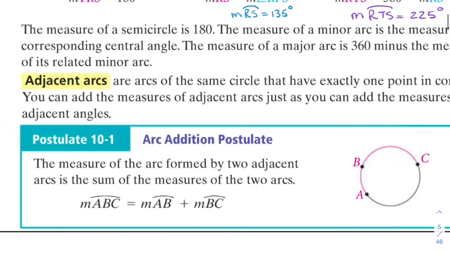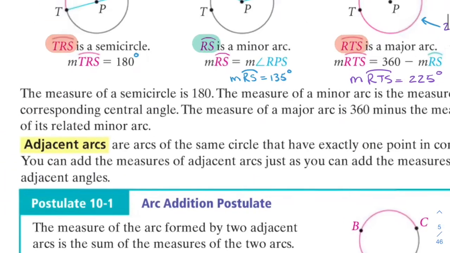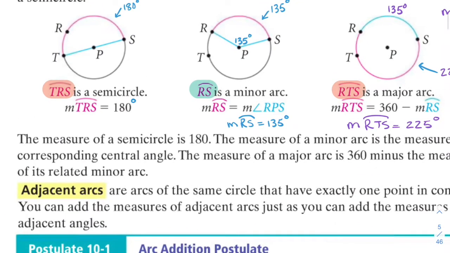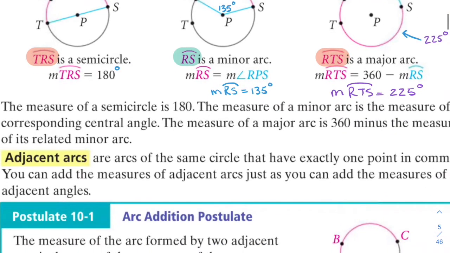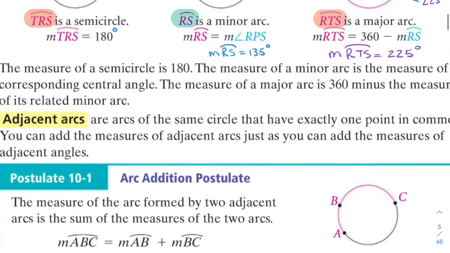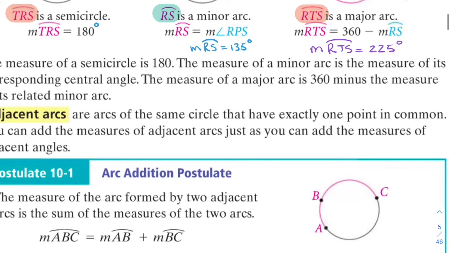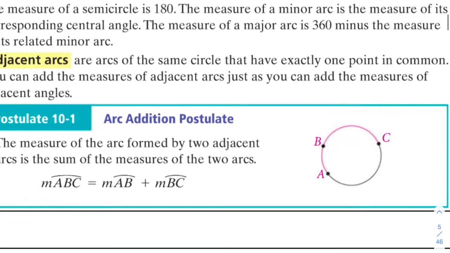Adjacent arcs, to make them as simple as possible, are arcs that lie side by side. So in this case, arc RS and arc RTS are adjacent arcs. They have exactly 1 point in common. So it can't go around the whole circle.